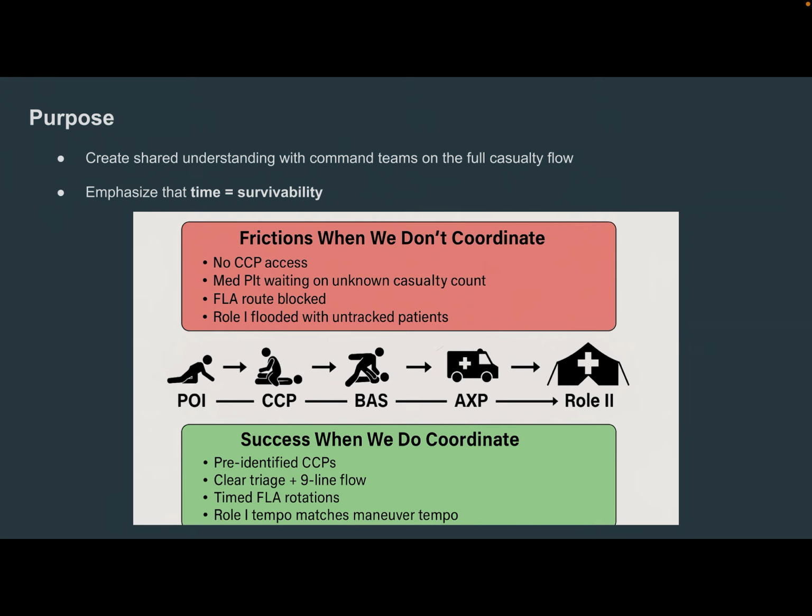When we succeed, it's when we eliminate friction from the system. You can see some of the frictions there, and then the successes when we do coordinate. I'll let you read through those.